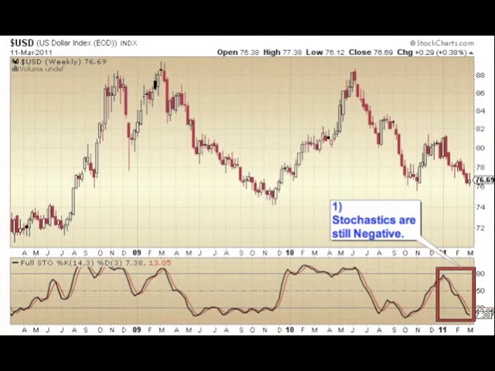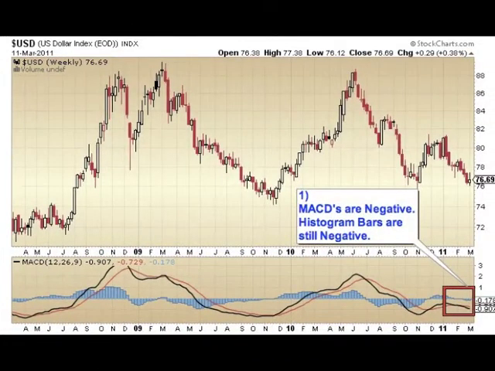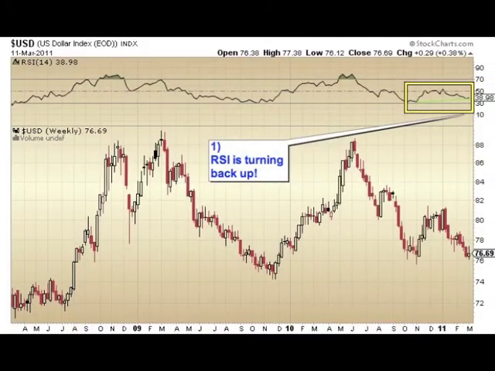And the weekly chart of the US dollar shows us on point 1 that the stochastics are still negative and declining, so we had to give this one a red mark. And a look at the MACDs and the histogram bars shows us that they're still in decline, so we had to give this one a red mark as they're still negative. And up top, the relative strength index shows us that it's trying to turn back up, so we gave this one a yellow mark.